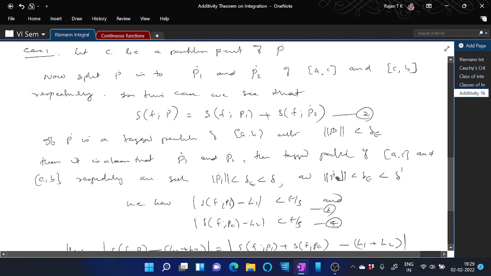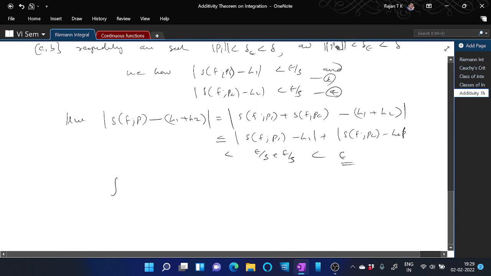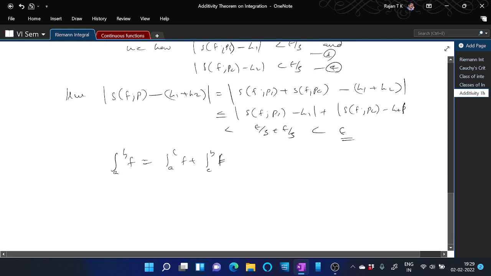So in that case, we have integral A to B F is equal to integral A to C F plus integral C to B F, with the F in RA. Now let us take case 2, where C is not a partition point, but let C be in some xk minus 1, xk for some k.